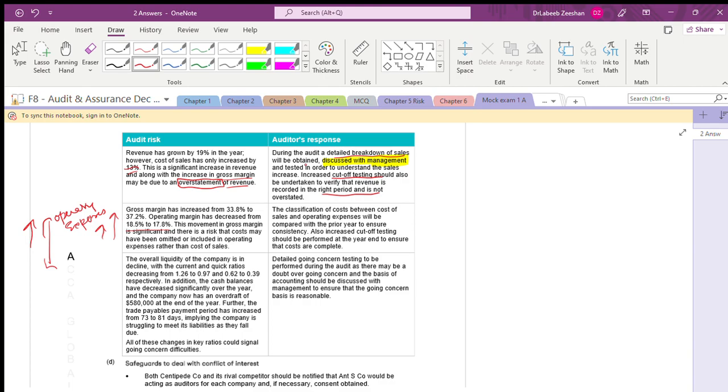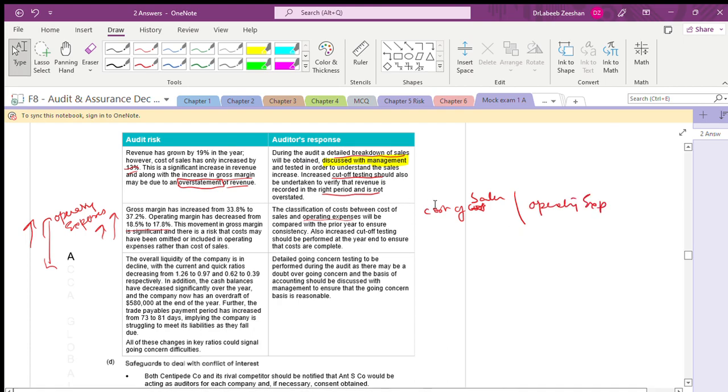The classification of cost, is it right? The classification of cost of sales and operating expenses. Maybe something which has been in cost of sales has to be written in operating expenses. Maybe you have misclassified. That is the only reason; it will be compared with the prior year in terms of consistency. Also increase the cutoff testing.